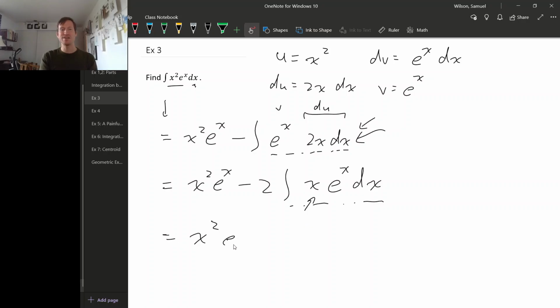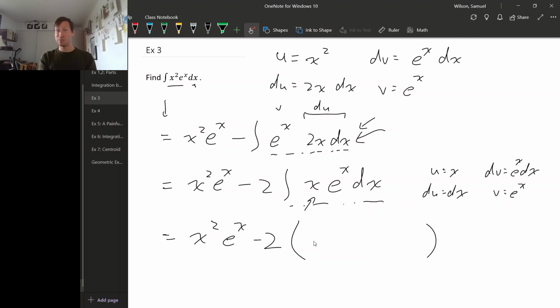So x squared e to the x minus 2 times, and now let's do integration by parts again. But this time u is going to be x, and that means du is just dx. dv is e to the x dx, and so v is e to the x. And so when we write out integration by parts this time, we get u times v, so x e to the x, minus the integral of v, which is e to the x, times du, which is dx.